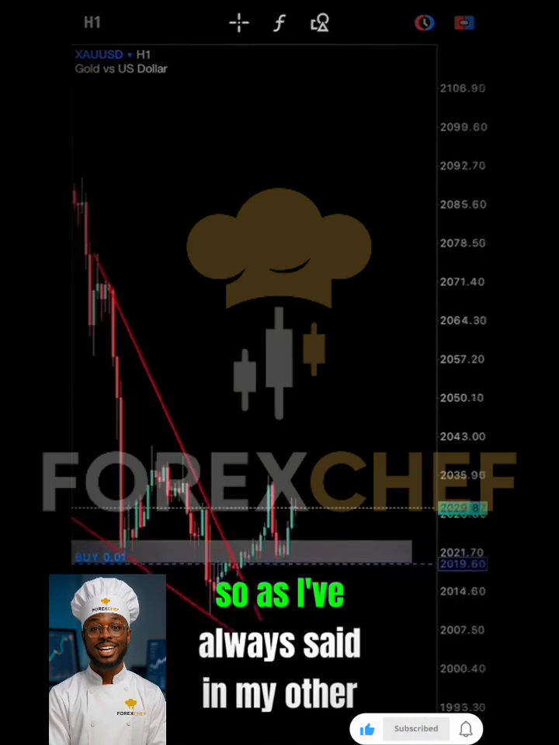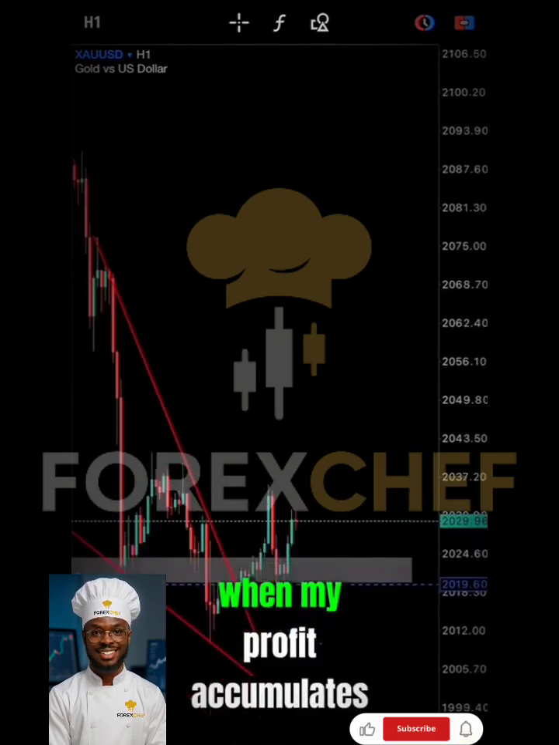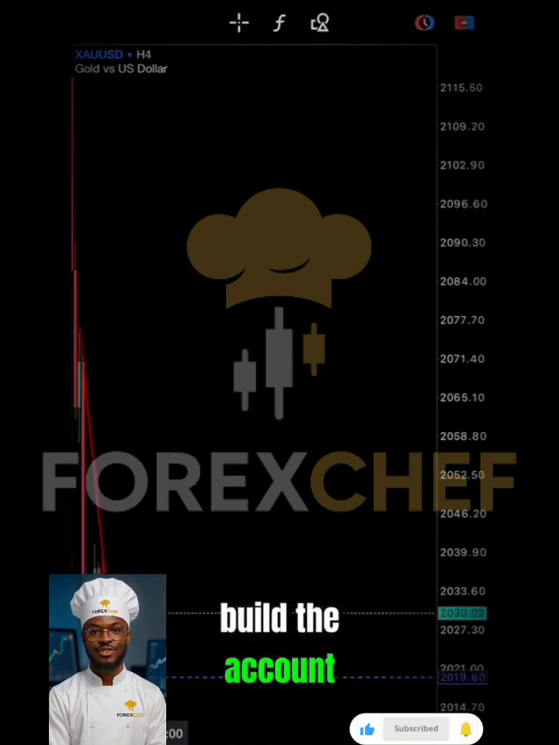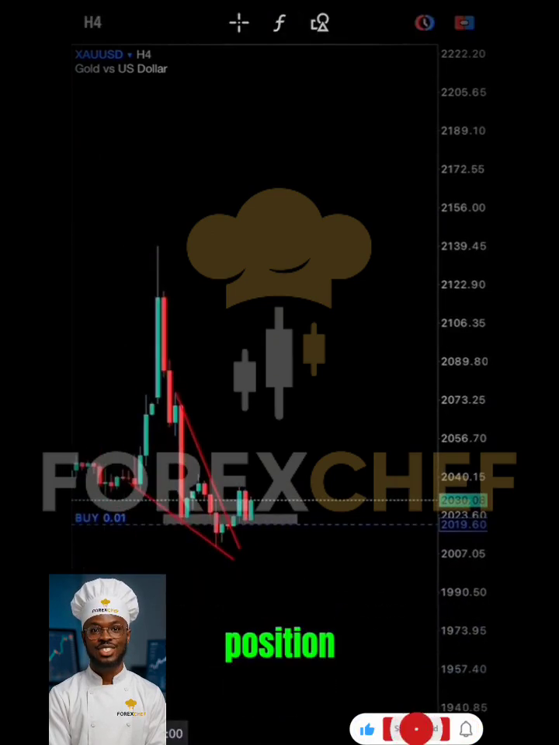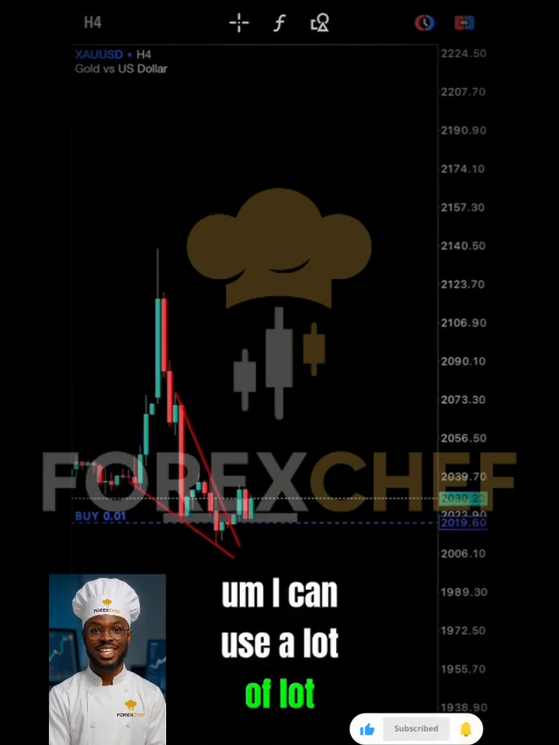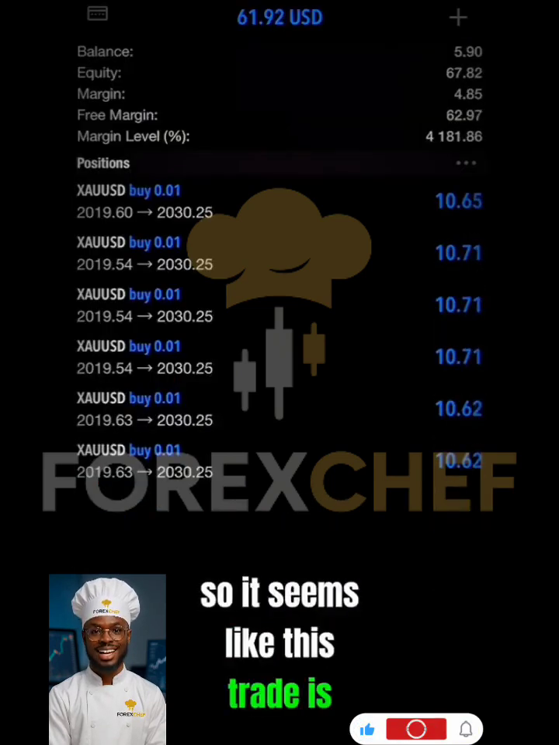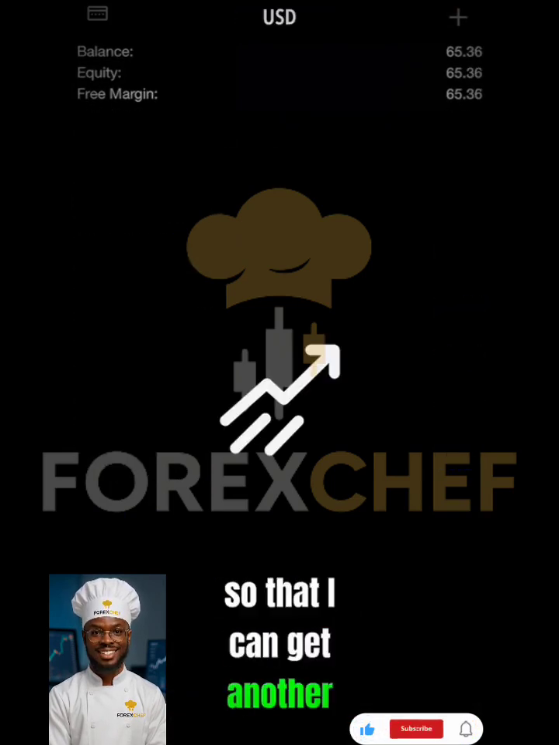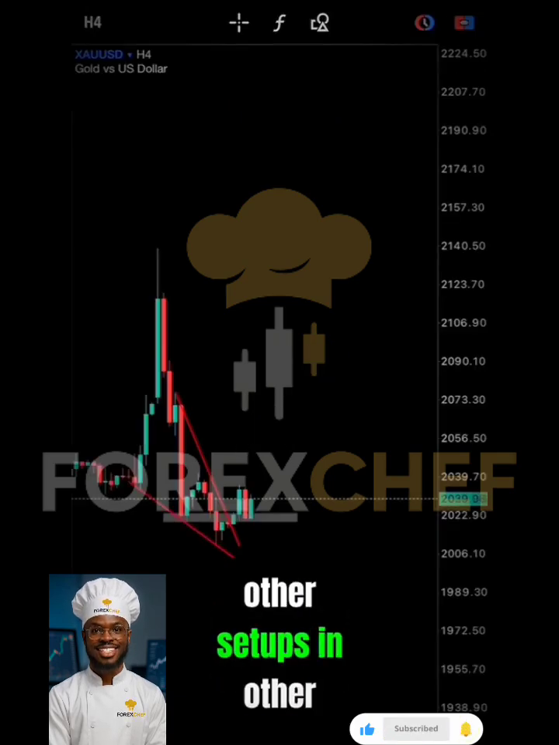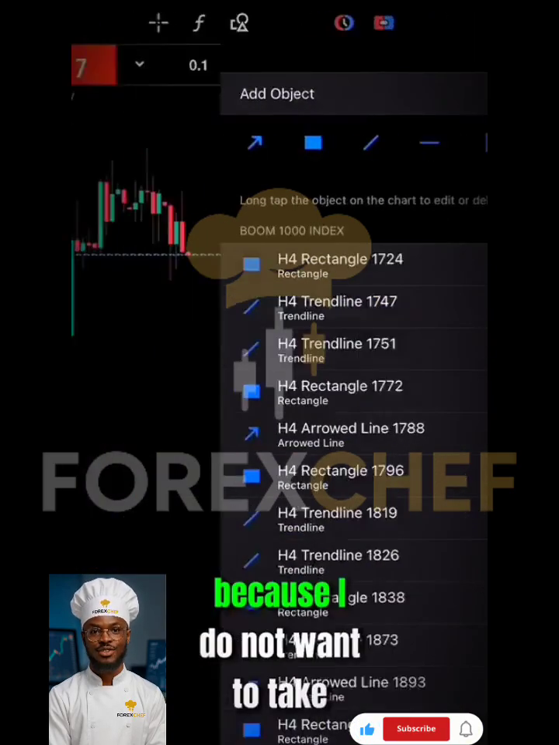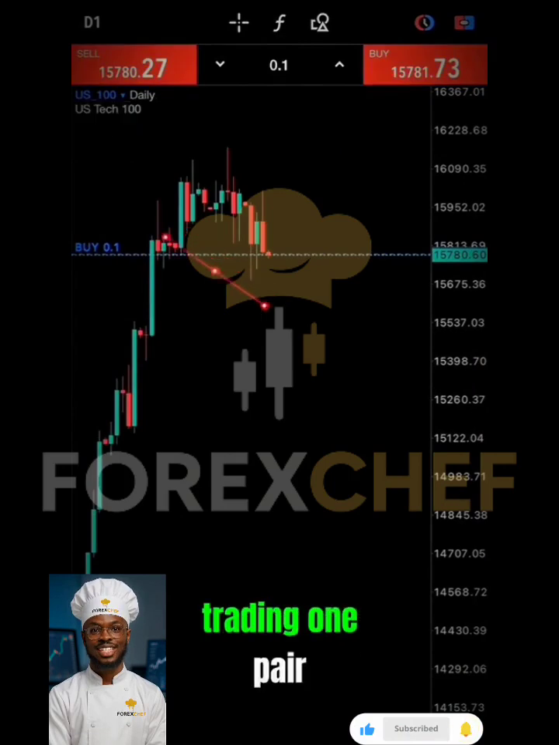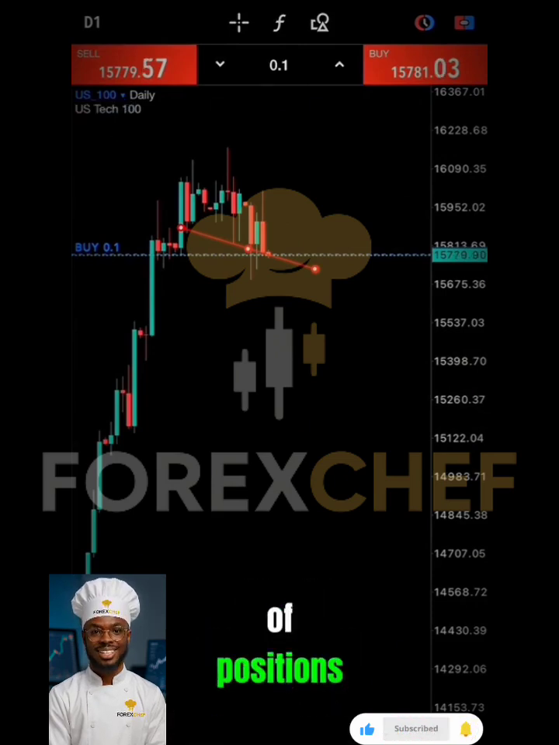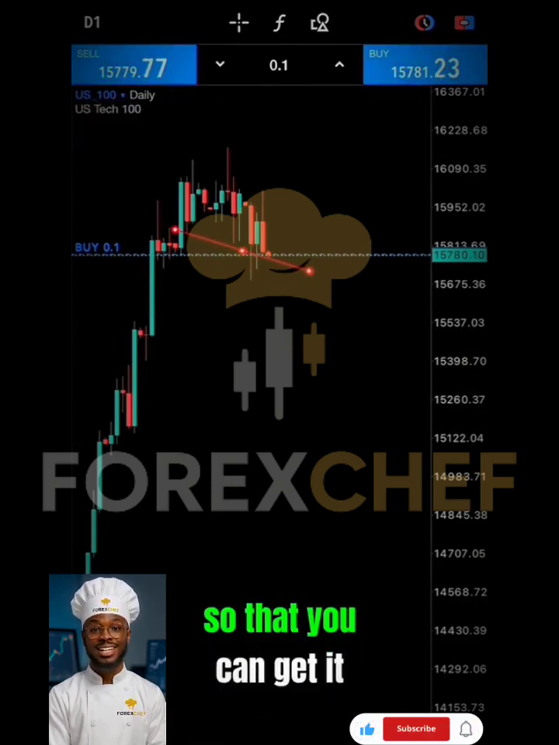As I've always said in my other videos, when my profit accumulates, I quickly close so that I build the account, so that when I enter another position, I can use a lot of lot sizes. It seems like this trade is going to take forever, so I'm just going to close so that I can get another chance to show you other setups in other currency pairs, because I don't want to take many days trading one pair. I want you to gain experience, so I'm going to be using a lot of positions, a lot of examples, so that you can get it.